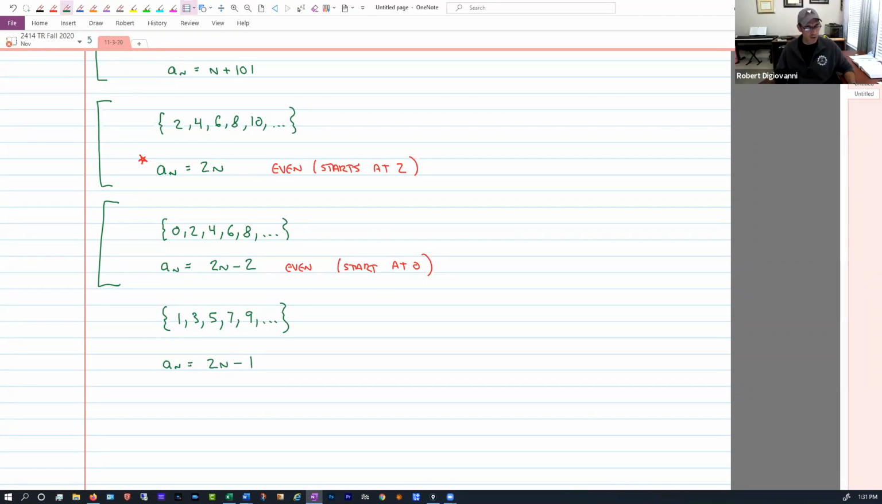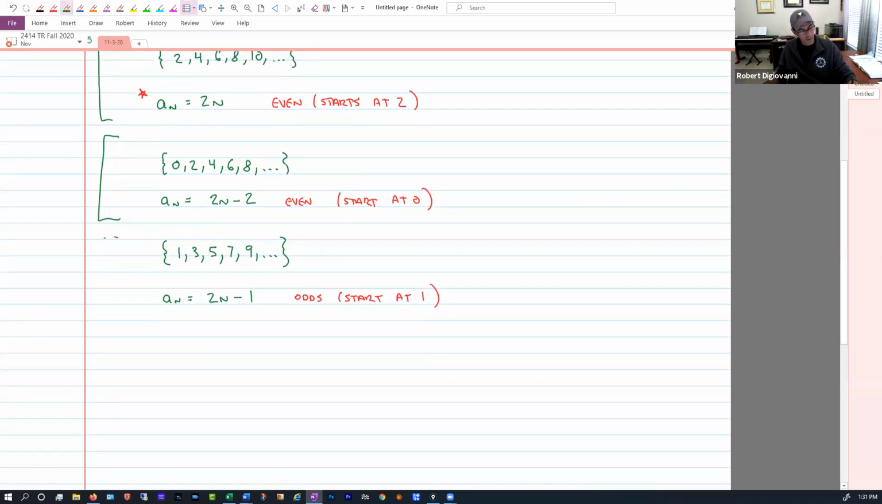Yeah, that looks right. So look, think about it this way. What does just 2n create? 2, 4, 6, 8, 10, right? But if I take one away from each one of those, the 2 becomes 1, the 4 becomes 3, the 6 becomes 5. So I'm shifting the evens back by 1, which gives me all the odds, starting at 1. Good. Okay, how about this one?